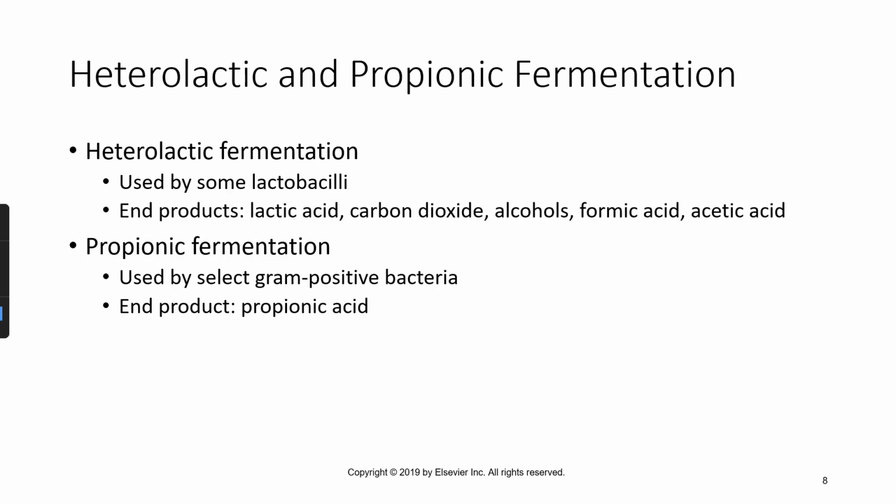Heterolactic fermentation is used by some lactobacilli. End products are lactic acid, carbon dioxide, alcohols, formic acid, and acetic acid. Propionic fermentation is used by select gram-positive bacteria. The end product is propionic acid.